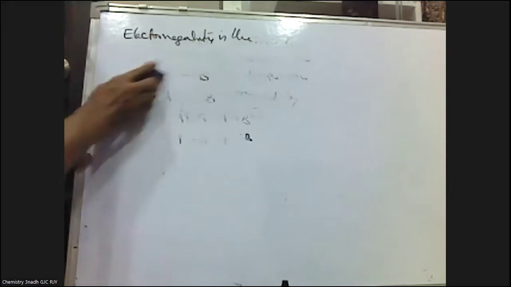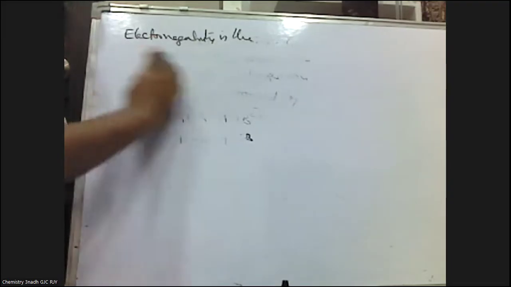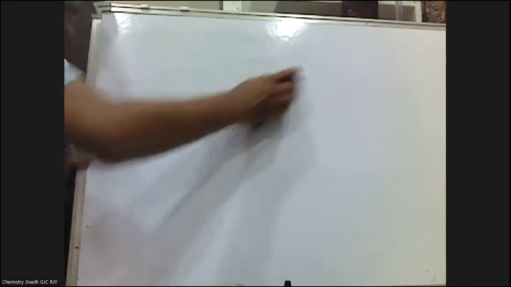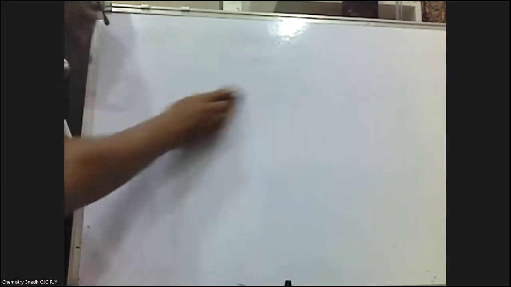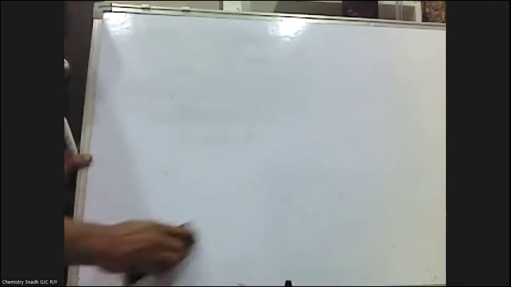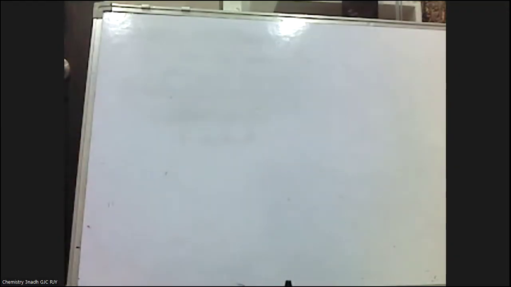So electronegativity is the ability of an element to attract the shared electron pair towards itself. That is called electronegativity.